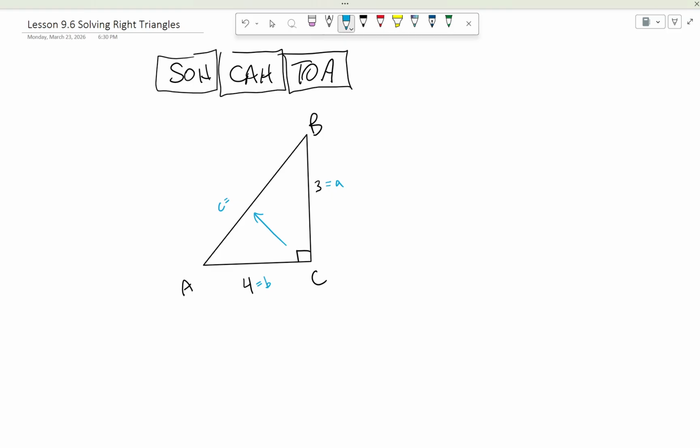Well, of course, as you guys know, 3 squared plus 4 squared is equal to C squared, which is going to be 9 plus 16 for C squared, or 25.